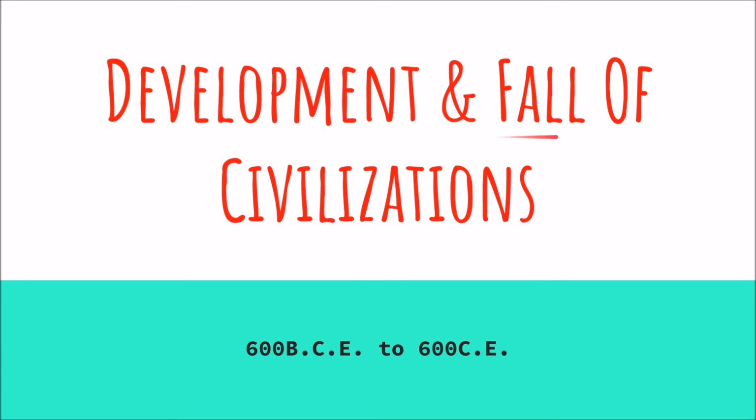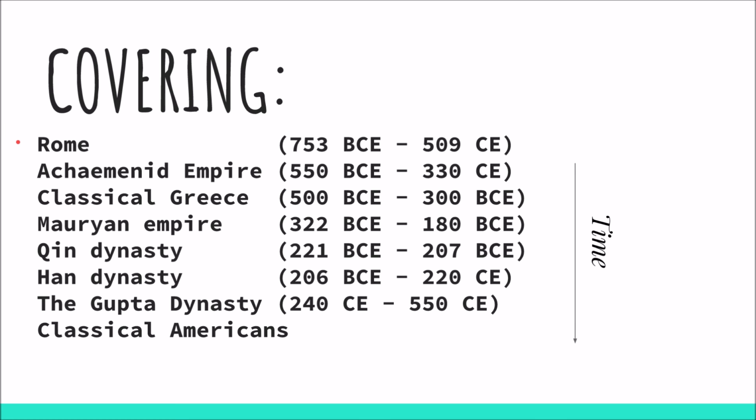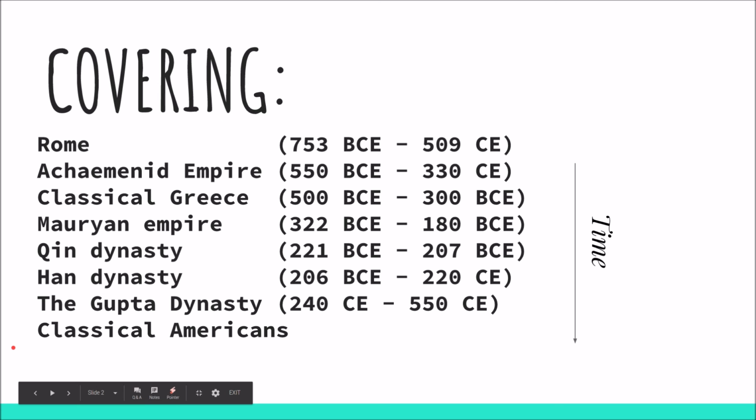The development and fall of civilizations during the classical period, 600 BCE to 600 CE. Let's get started. We will be covering Rome, the Persian Empire, classical Greece, the Mauryan Empire, the Qin and Han Dynasty in China, the Gupta Dynasty, and classical Americas. Although this lesson encompasses the classical empire, keep in mind that some of these empires or dynasties have been in existence outside the classical era as well.